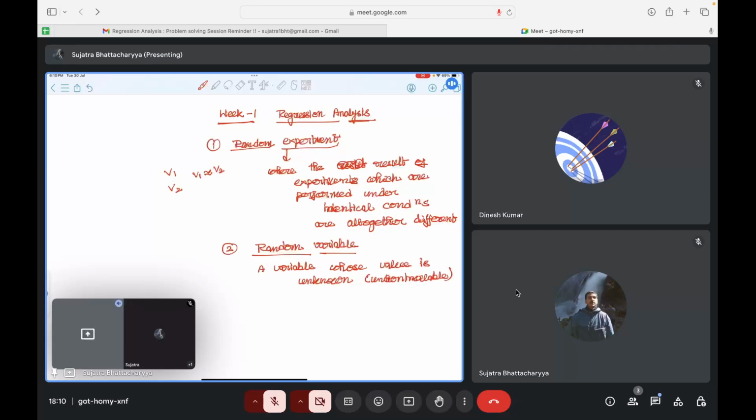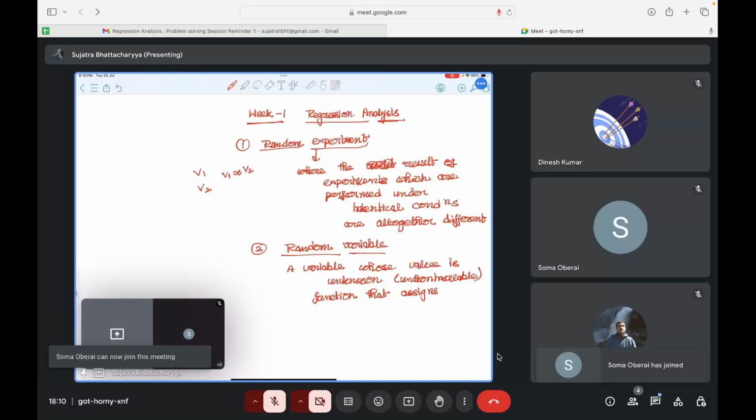Generally we define it as a function that assigns values to each of the experiment outcomes, like the heads and tails experiments and dice throwing and everything. These are all random experiments, with experiment outcomes.